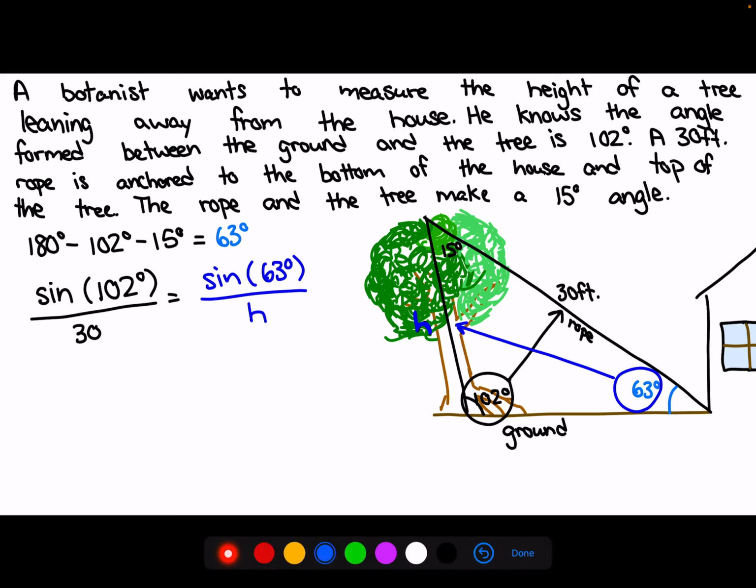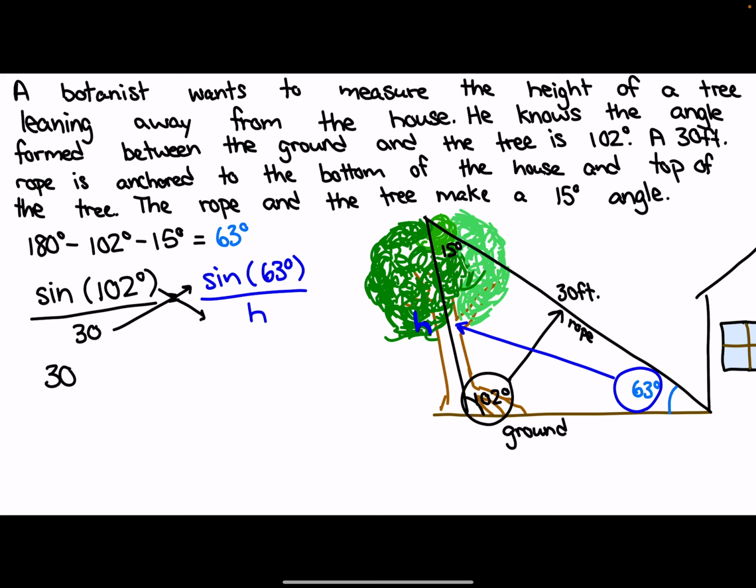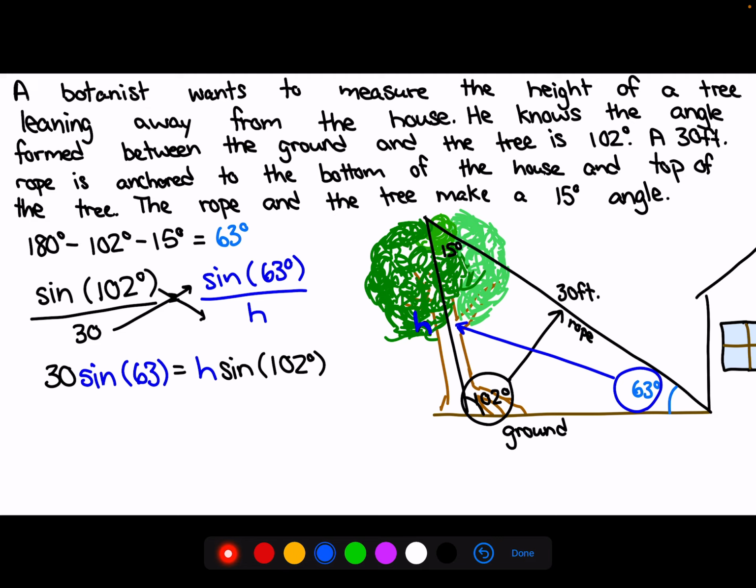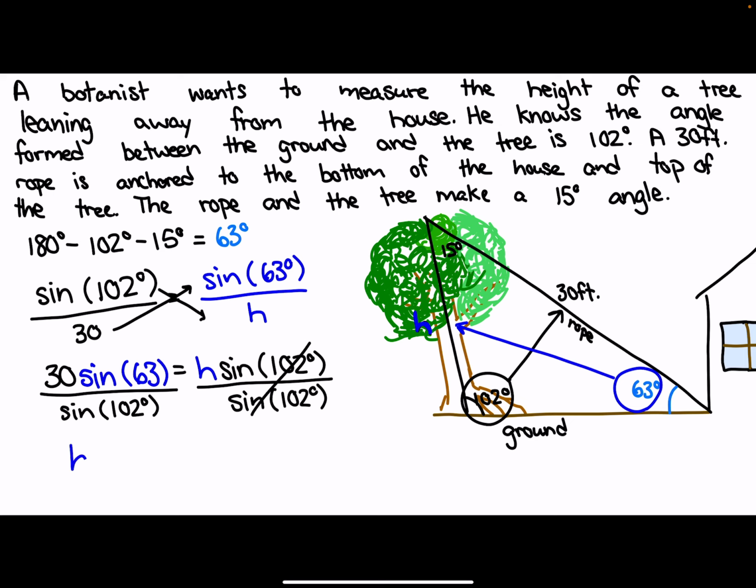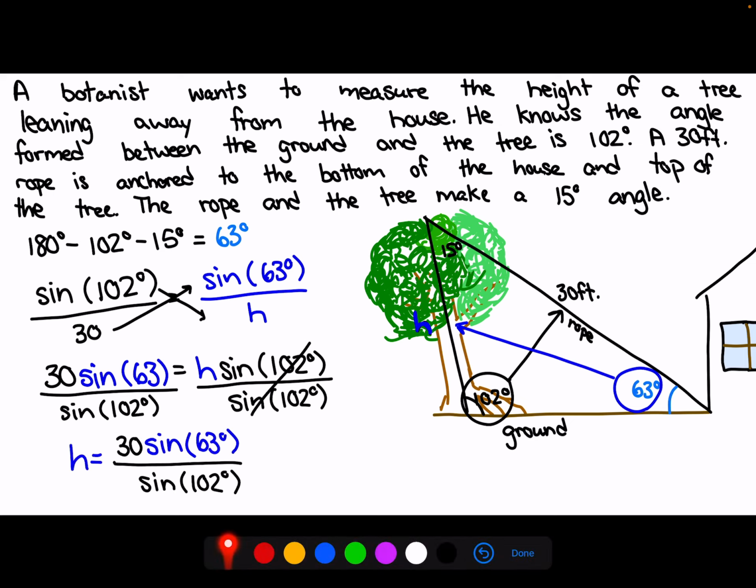At this point, we can go ahead and cross multiply and solve for our unknown variable h. Cross multiplying will give us 30 sine of 63 equals h sine of 102. Again, our goal is to get h by itself, so I need to get rid of sine of 102. But that's just a number. If you plug that into your calculator, it just gives you a number. So therefore, I'm just going to divide by sine of 102 from both sides. What we do to one side, we must do to the other. This gives us h is equal to 30 sine of 63 over sine of 102.